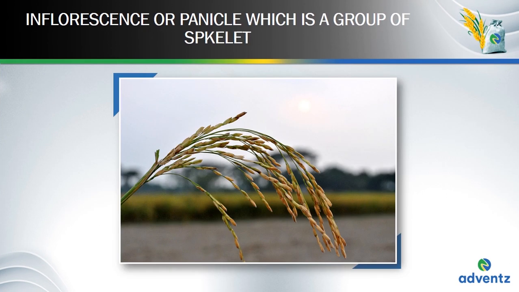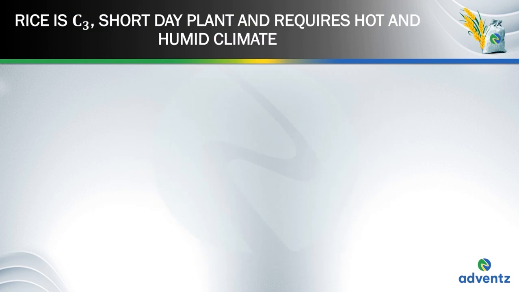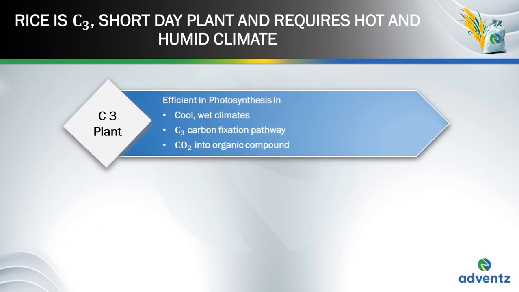This image shows us what a panicle or inflorescence is. The inflorescence of rice plant borne on terminal shoot is called a panicle. In simpler words, it is the top part of the plant as we can see in the image right here. Rice is a C3 short day plant and requires hot and humid climate. C3 plants are most common and are most efficient at photosynthesis in cool, wet climates.